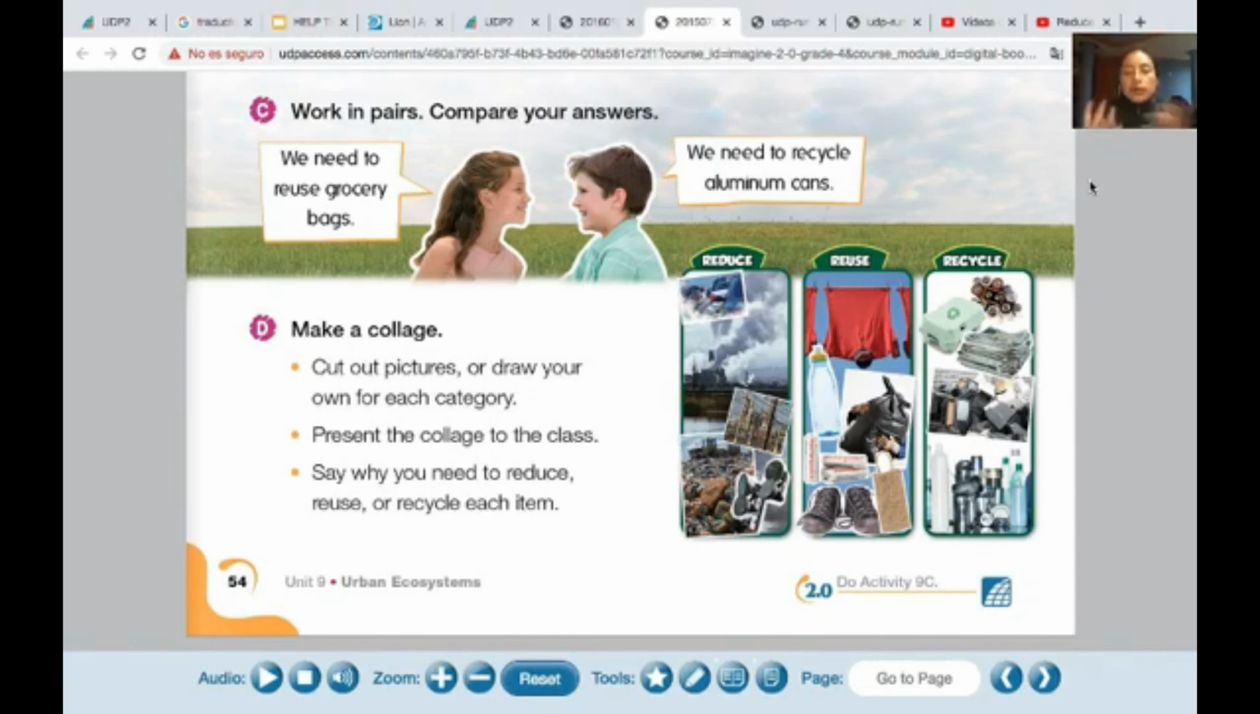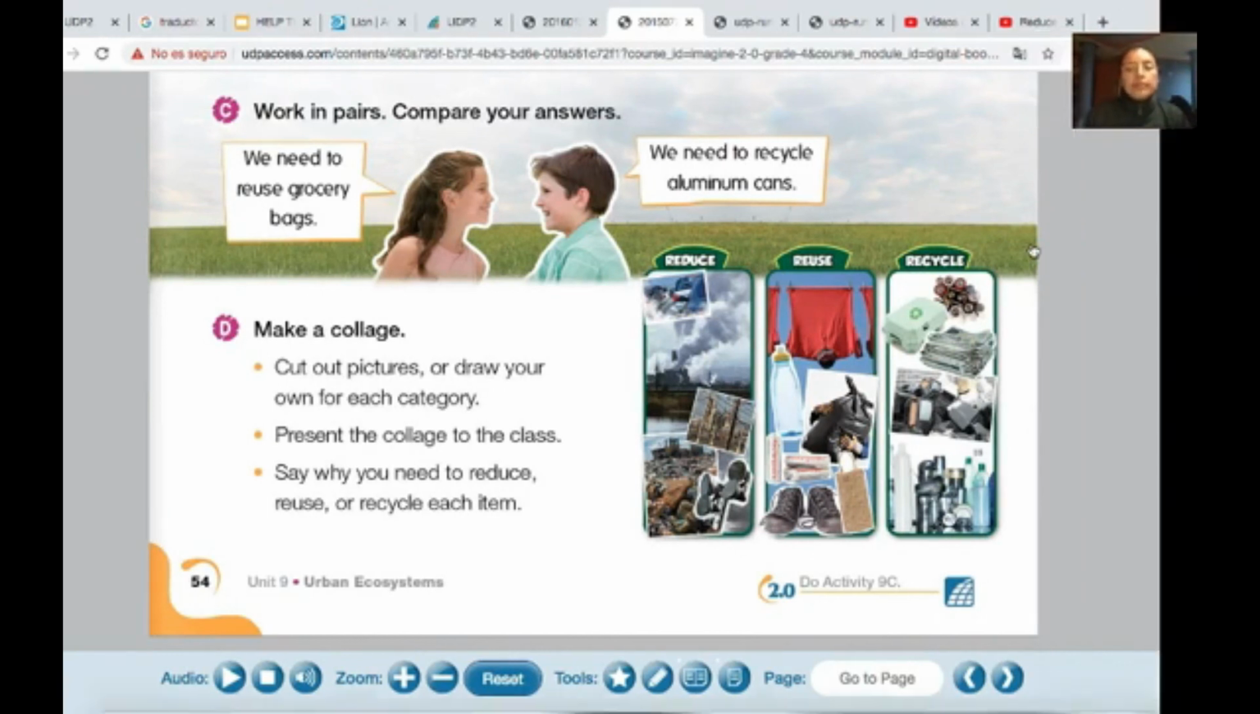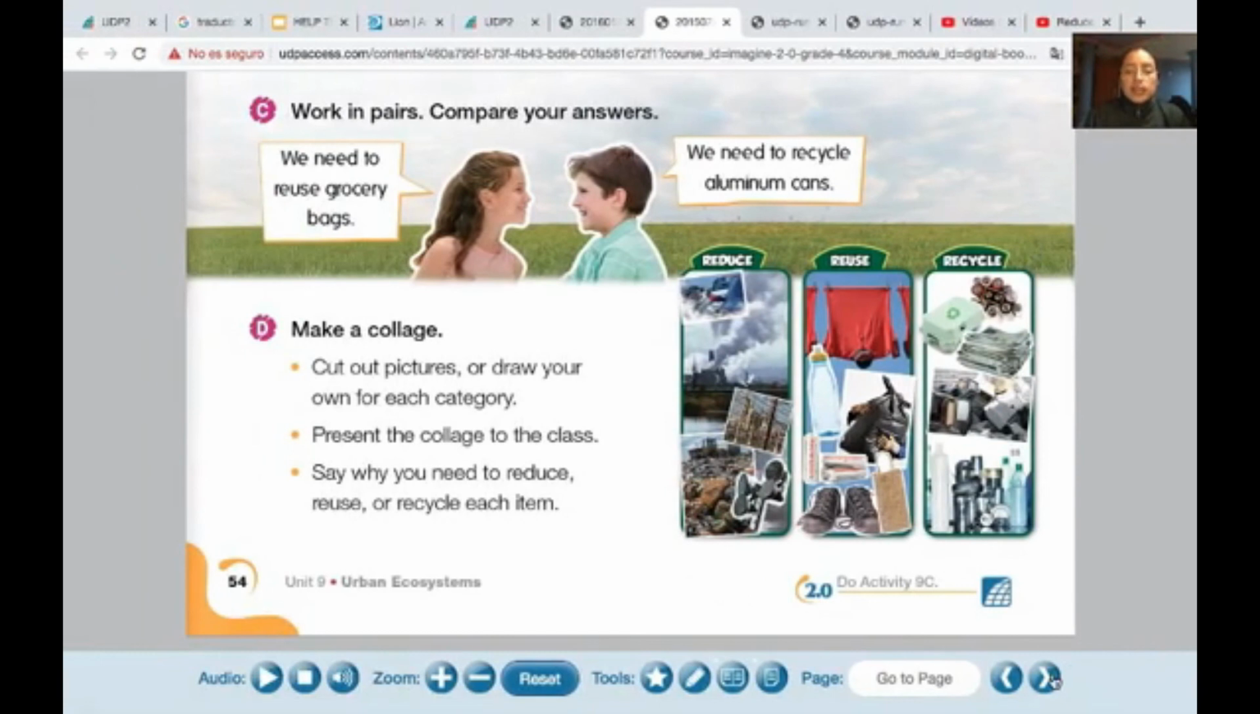Puede cortar o dibujar y vamos a hacer acerca de las 3 R's. Reducir, reusar y reciclar en su cuadernito. Este es su deber, ¿ok? Let's continue with the next part.